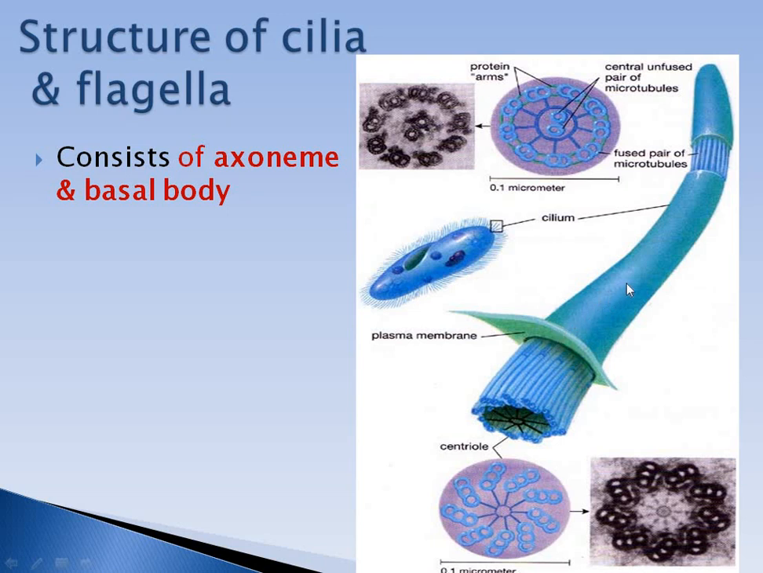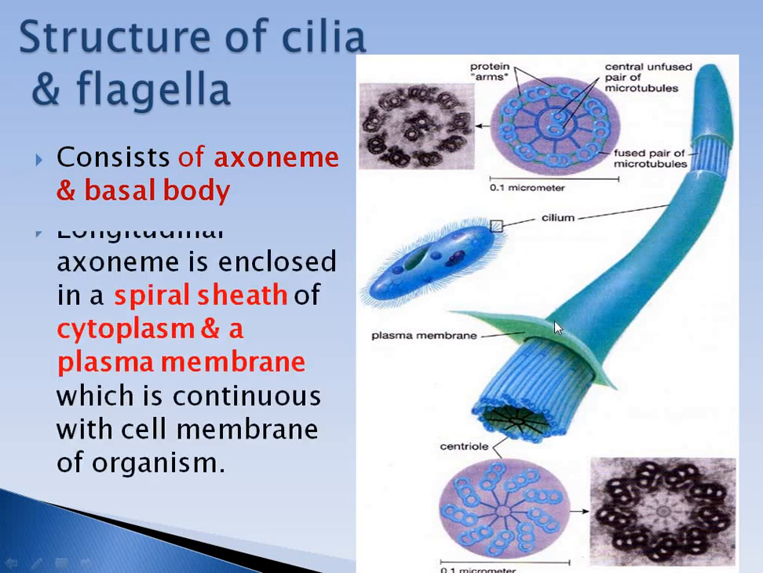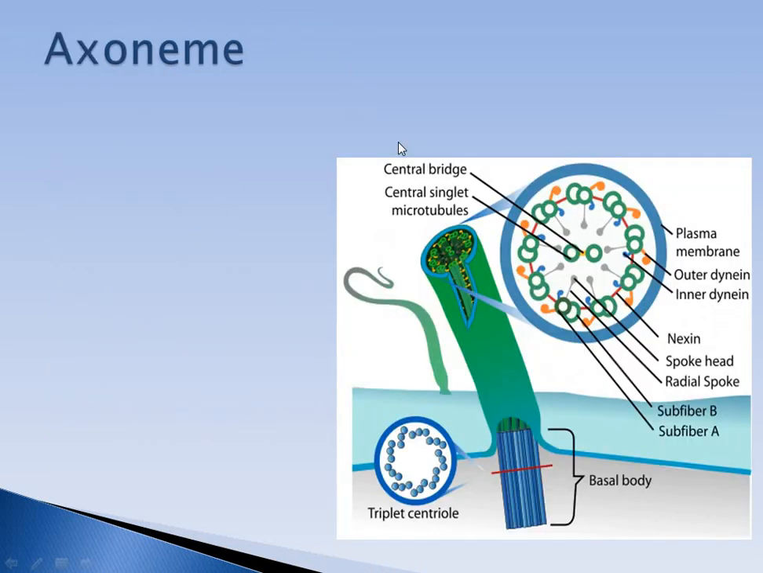And a part which extends out of the surface of the cell, this long part is called axoneme. Axoneme is covered by cytoplasm and a plasma membrane, which is continuous with the plasma membrane or the cell membrane of the organism. Axoneme consists of doublets of microtubules, and the structure of the axoneme of both cilia and flagellum is the same. Now, what is the structure of the axoneme?